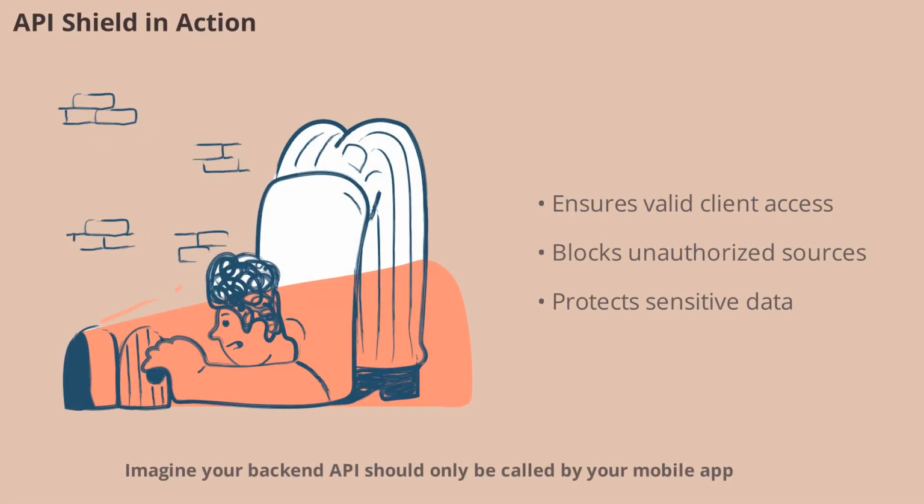Imagine your backend API should only be called by your mobile app. API Shield makes sure that only valid clients can access your API. If someone tries to call your API from an unauthorized source, Cloudflare blocks the request. This keeps your data safe and prevents abuse.